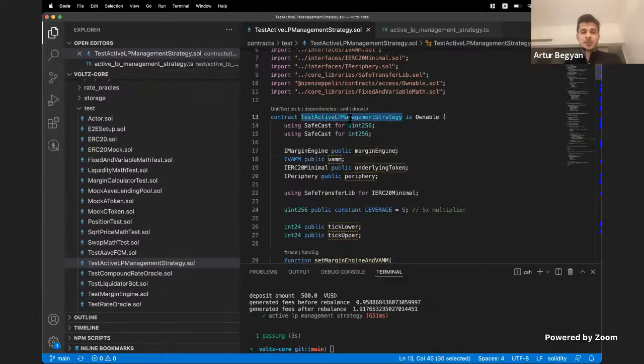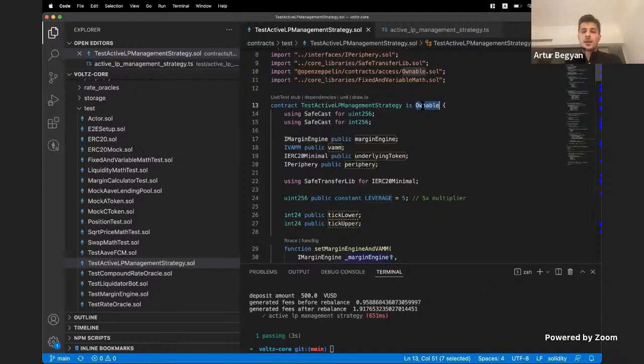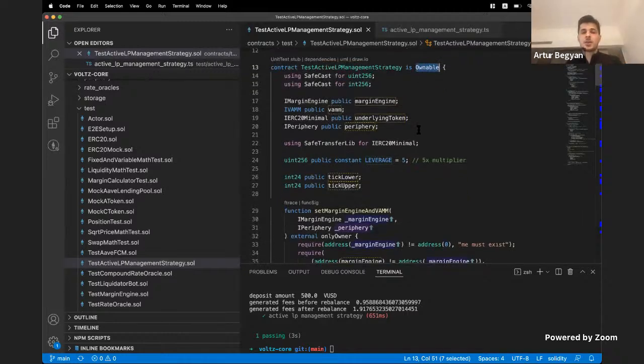An active LP management strategy is just a smart contract, which is ownable by the user who has deployed it. It has references to a few key state variables that we care about. It has a reference to the margin engine of a given interest rate swap pool, a reference to the VAMM of that pool, and a reference to the underlying token being traded in that pool. So if you think of an interest rate swap pool on top of Aave USDC, then the underlying token in this scenario would be USDC, and so on. Finally, we have our periphery, a smart contract which acts as an abstraction layer that makes interactions with the protocol a lot more streamlined. Behind the scenes, periphery interacts with the VAMM and the margin engine in order to enable LPs to interact with the protocol efficiently.